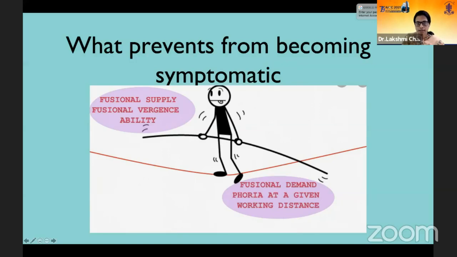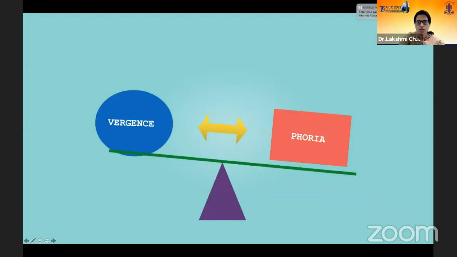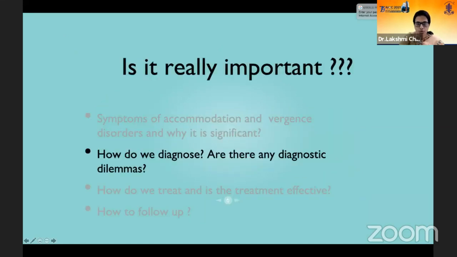We have a fusional supply, or fusional vergence ability, which is combating the fusional demand. The fusional demand is the phoria at a given distance. So the fusional vergence ability will combat this, and it is bridged by accommodation. It's just like a balance with two plates, having phoria on one hand and the fusional vergence on the other, which is bridged by the accommodation. So we need a good balance between these two.